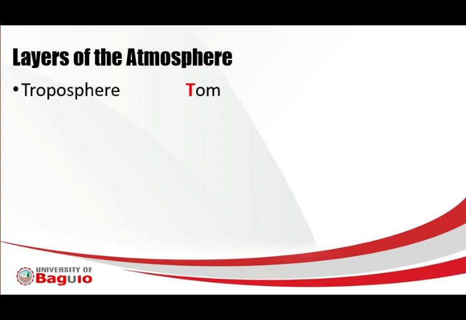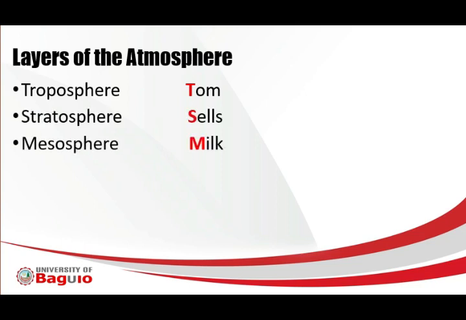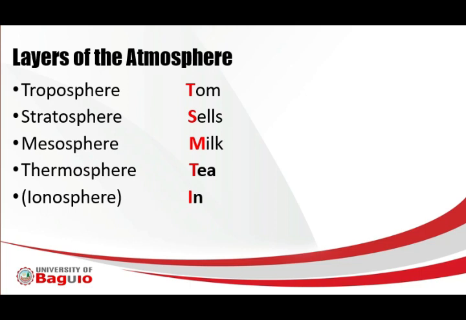Okay, so Tom, the first letter is T, troposphere. We have sells, S, that is stratosphere; mesosphere, which is M, milk; and thermosphere, T, tea; and N, in; ionosphere; and we also have exosphere. Okay, so again, Tom sells milk tea in Erwin. That is my own mnemonic. It's up to you if you're going to follow or create your own mnemonic.